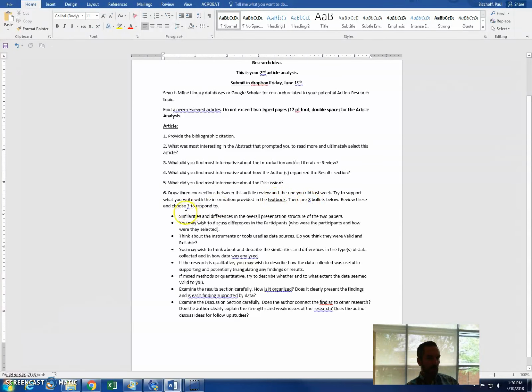There are 8 bullets below. Here they are. Review these and choose 3 to respond to. So I kind of brainstormed and put down 8 bullets here that I think will help you respond to number 6. So again, just choose 3 of these. For example, you may want to think about what are some similarities and differences in the overall presentation structure of the 2 papers that you've read so far.